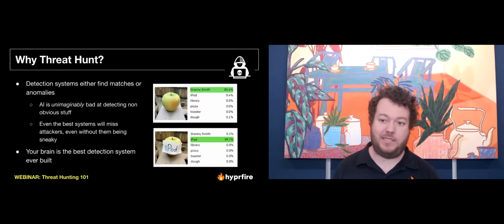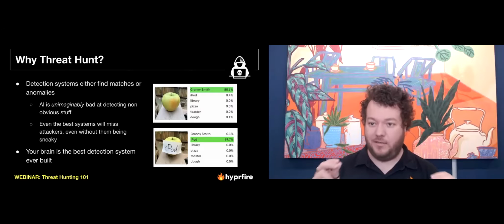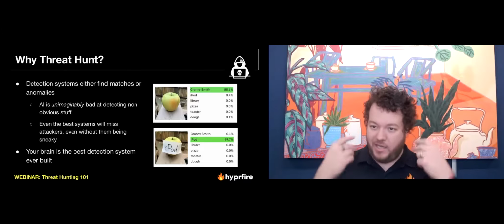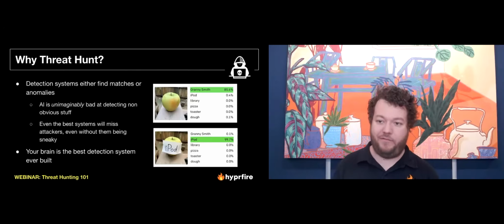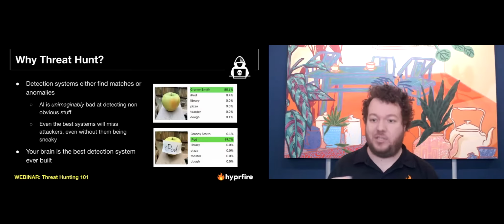And that's where threat hunting comes in, because what we're going to do is we're going to use the single best detection system ever made, which is currently sitting inside your head, to actually detect the weird stuff. We're going to use the incredible pattern matching capabilities that evolution has given us to actually go and find some weird patterns, identify what it looks like, and use your knowledge of how your systems work against your attackers.